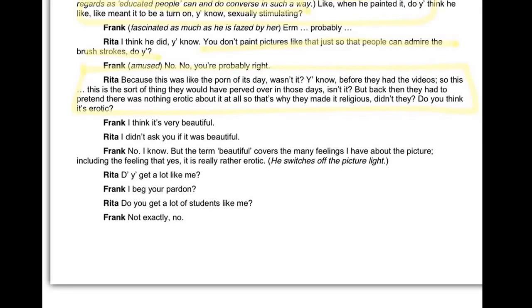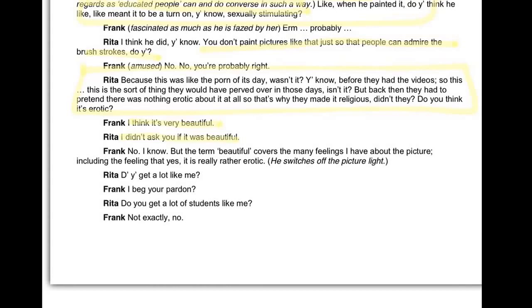And interesting here, "Frank, I think it's very beautiful." "Rita, I didn't ask you if it was beautiful." So we have Rita insisting here on being treated as an equal. "I didn't ask you if it was beautiful. I wanted to have an honest conversation with you about what's underlying that image." Then we have the beginnings of an intellectual conversation, and then Rita taking the conversation to its conclusion.